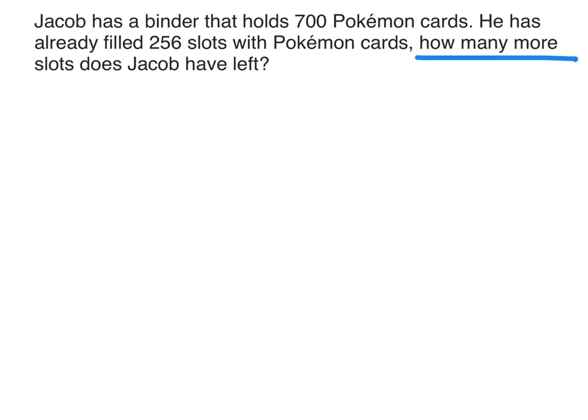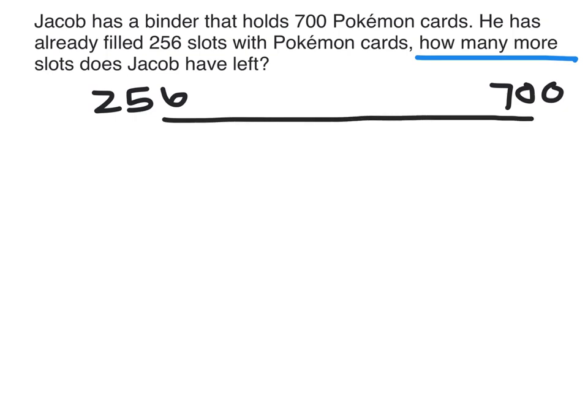When we do an adding on strategy, we're going to write the smallest number first, which is going to be 256, and our end result is going to be 700. Remember, our goal in adding on is to have the fewest amount of jumps. So I'm starting off with 256. What is the next easy number? And remember, our easy number ends in 0. So what's the next easy number after this? You should say 260.